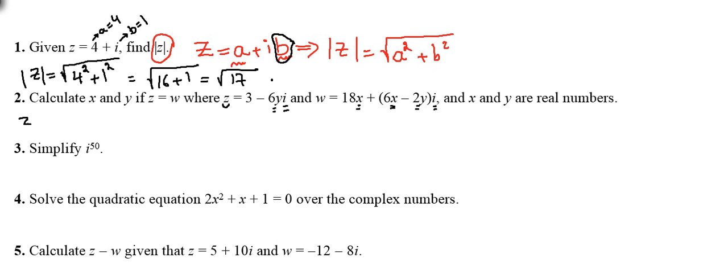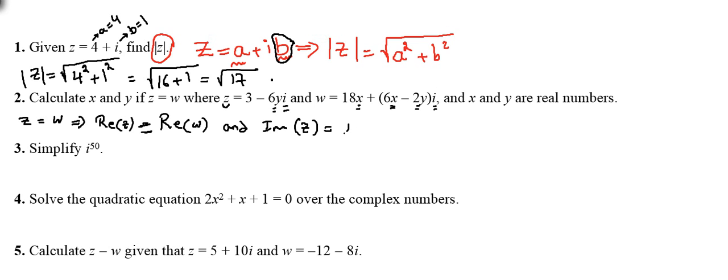Always when we have two complex numbers that are equal, this means the real part of the first complex number is equal to the real part of the second complex number. Since z equal w, this means real part equal real part, right? And imaginary part of z equal imaginary part of w. That's great. What is the real part of z? The real part of z is 3.